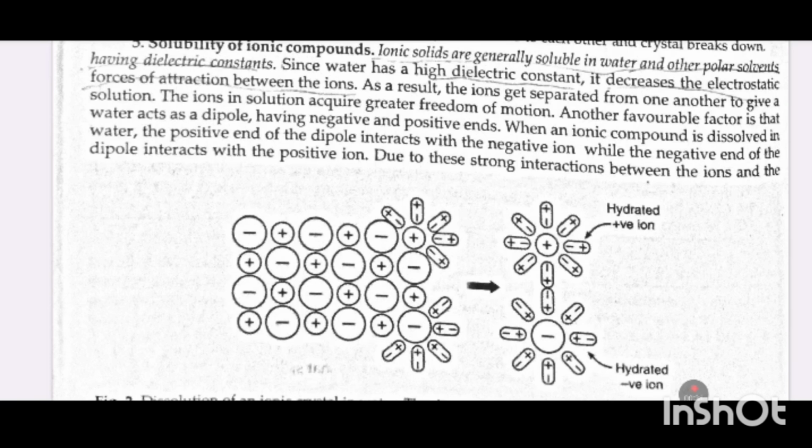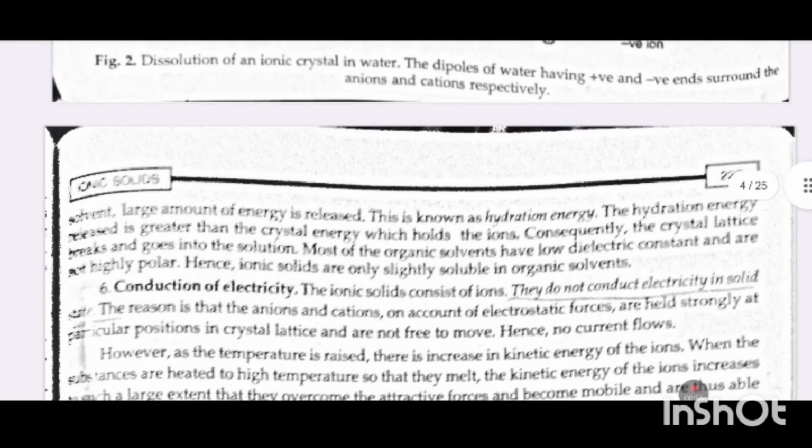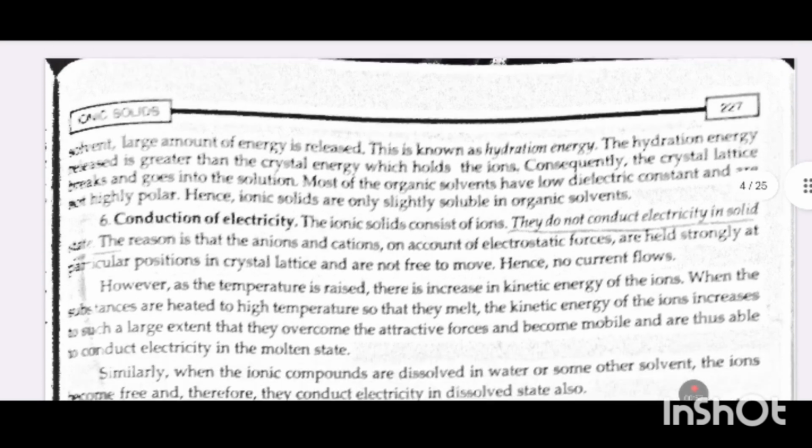Water acts as a dipole having negative and positive ends. When an ionic compound is dissolved in water, the positive end of the dipole interacts with the negative ion, while the negative end of the dipole interacts with the positive ion. Due to these strong interactions between the ions and the solvent, a large amount of energy is released. This is known as hydration energy. The hydration energy released is greater than the crystal energy which holds the ions. Consequently, the crystal lattice breaks and goes into the solution.